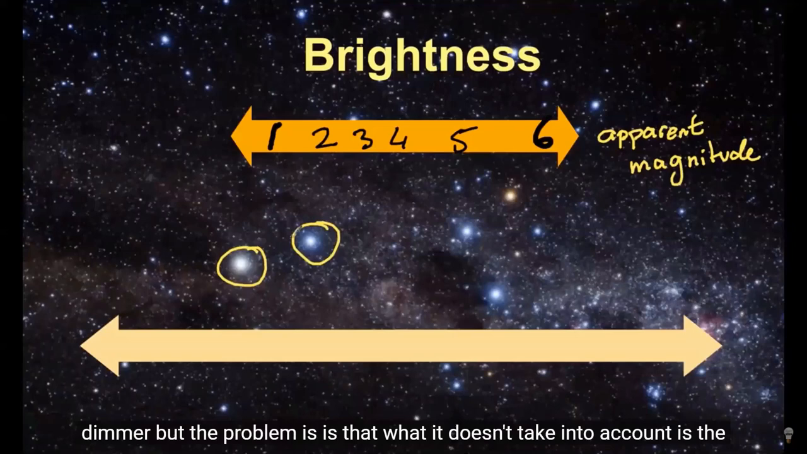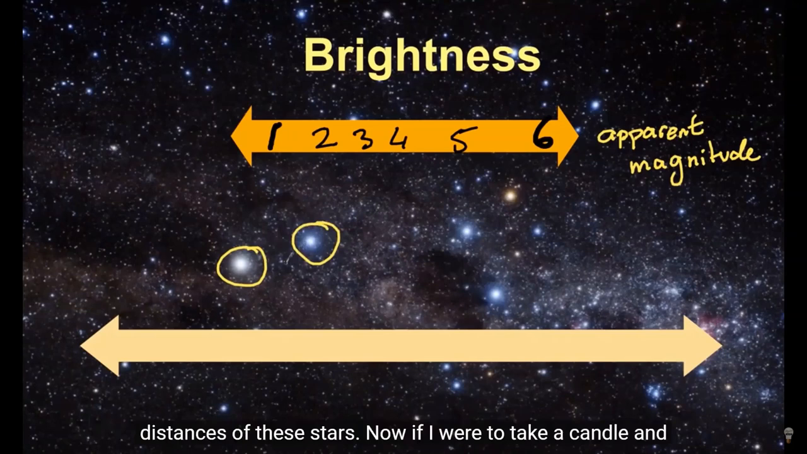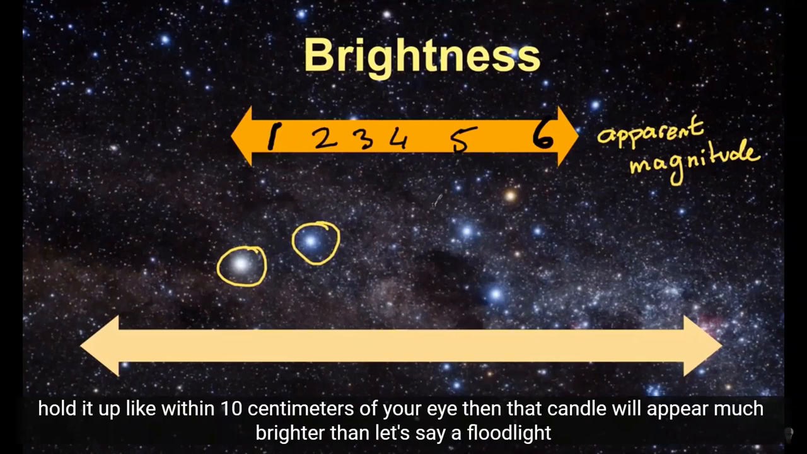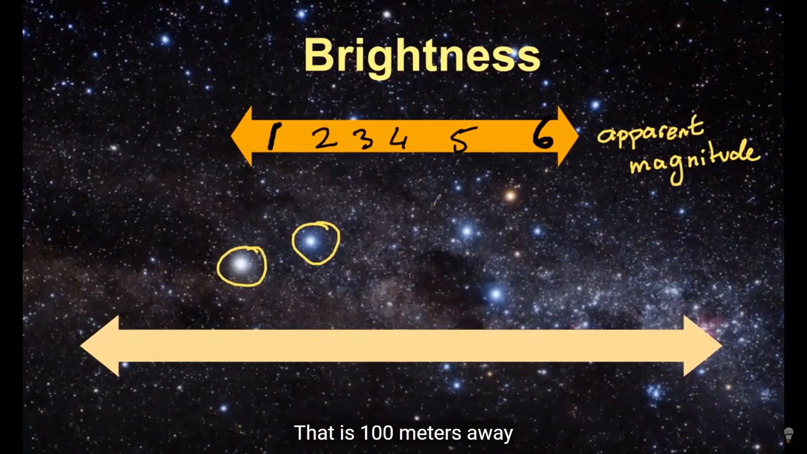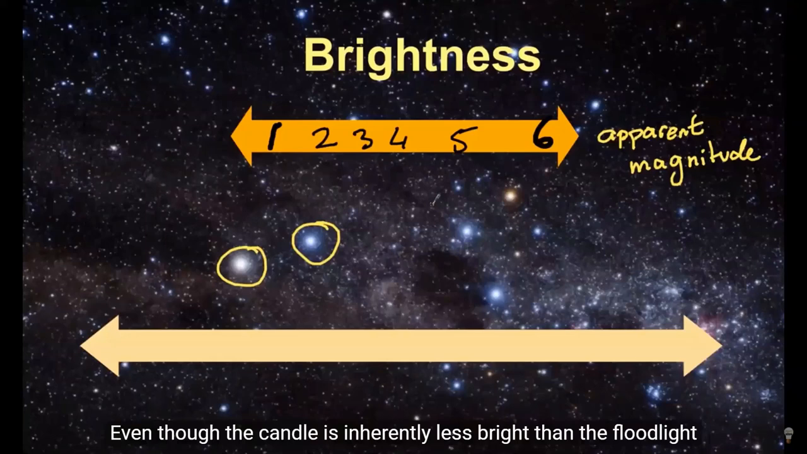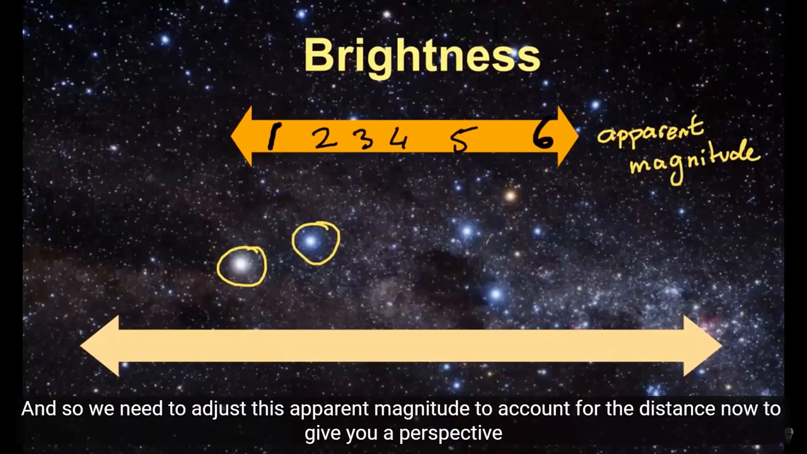But the problem is that what it doesn't take into account is the distances of these stars. Now, if I were to take a candle and hold it up within 10 centimeters of your eye, then that candle will appear much brighter than, let's say, a floodlight that is 100 meters away, even though the candle is inherently less bright than the floodlight. And so we need to adjust this apparent magnitude to account for the distance.